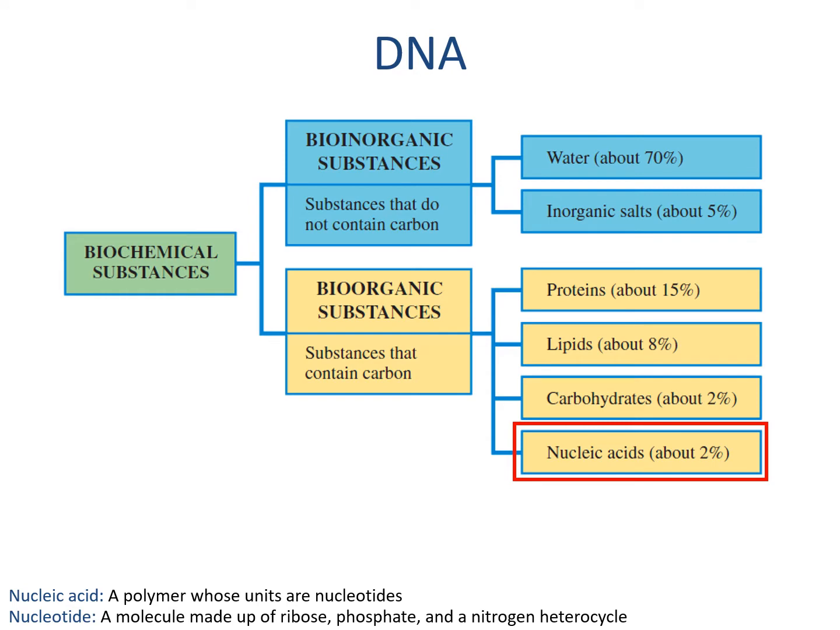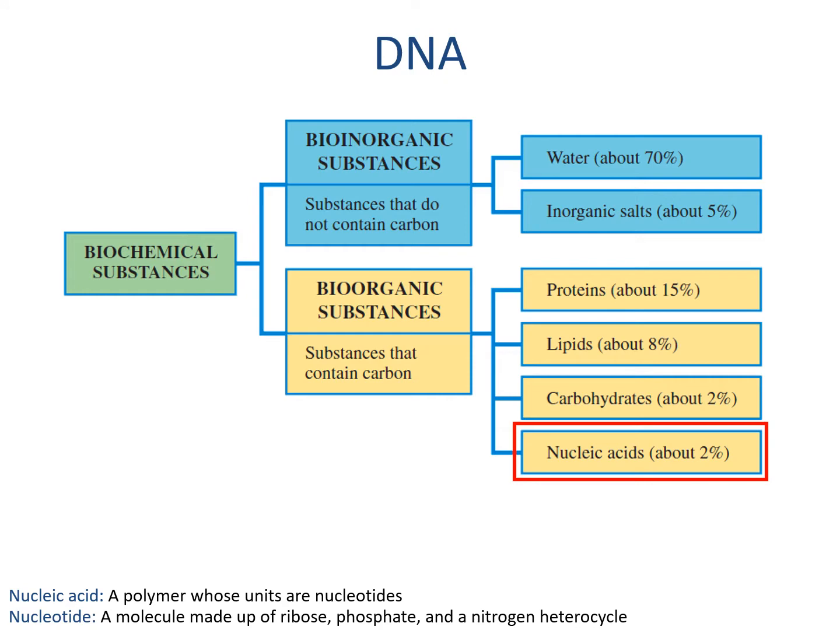Our fourth type of biomolecule is a nucleic acid. Nucleic acids include DNA and RNA, and even though nucleic acids make up a very small percentage of our overall biomass, they play an outsized role in the function of our cells because they contain all of the genetic information that is eventually translated into proteins, the largest bioorganic component of our cells.